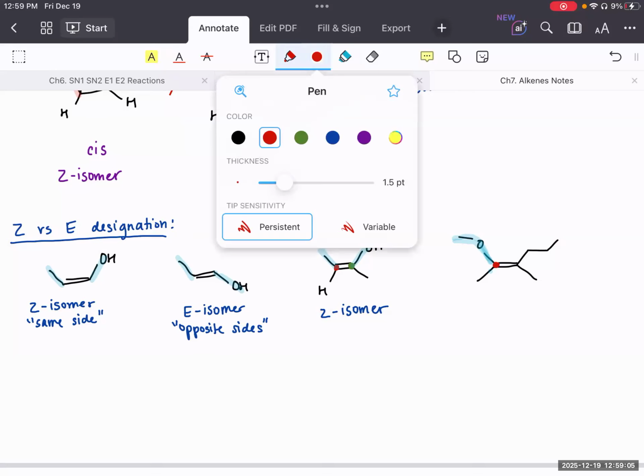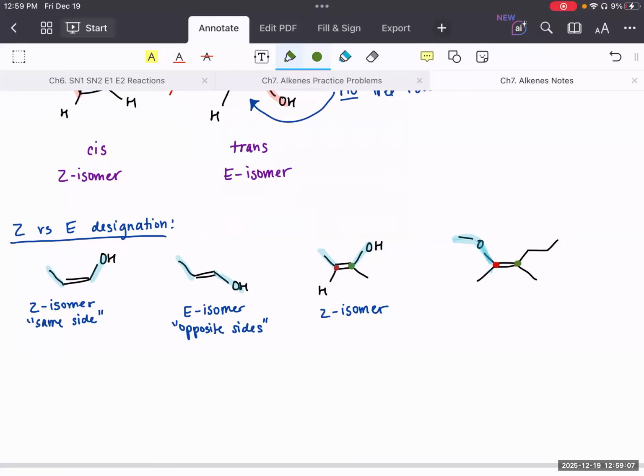For this right carbon here that I just highlighted in green, we have this long carbon chain or a methyl group. And so we know that that bigger carbon chain is going to be the priority. And so we'll keep that as our highlighted group that we will use to determine the Z versus E isomer. And so here we can see that they're on the same side. And so this is going to also be a Z isomer.